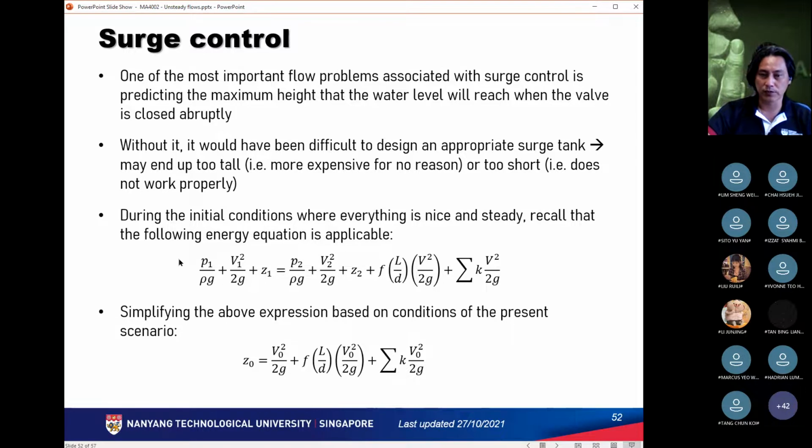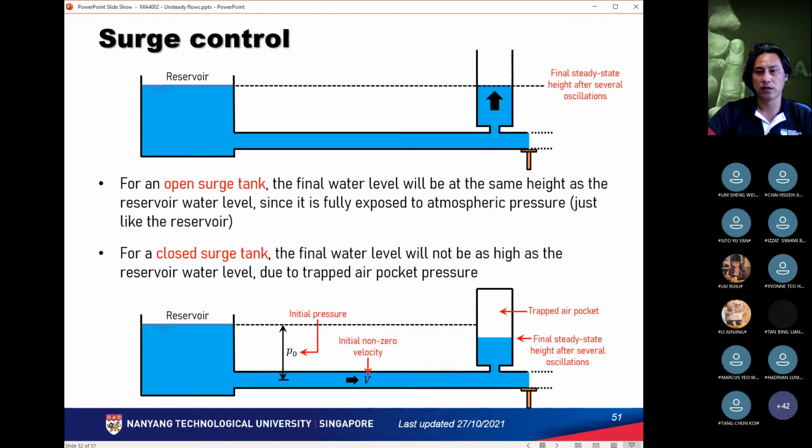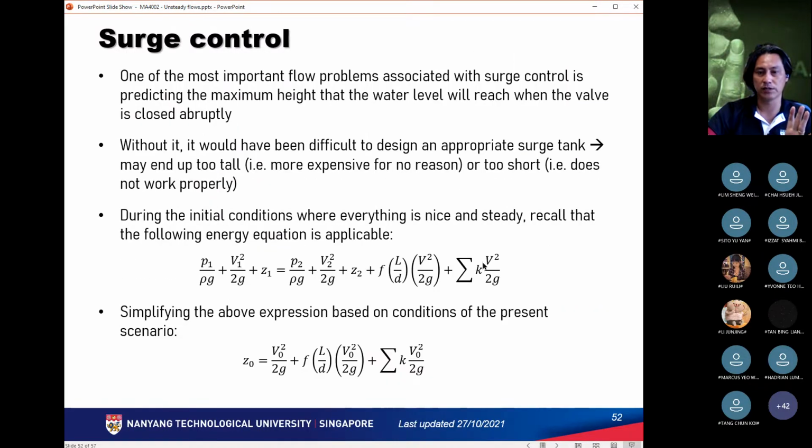Now if you were to simplify this based on a typical surge control scenario such as this, you realize that this equation can be simplified to this, whereby we have Z naught equals V naught squared divided by 2g, where V naught is the initial velocity before the valve has been closed, plus f L over D times V naught squared divided by 2g, plus, of course, the summation of the minor losses.